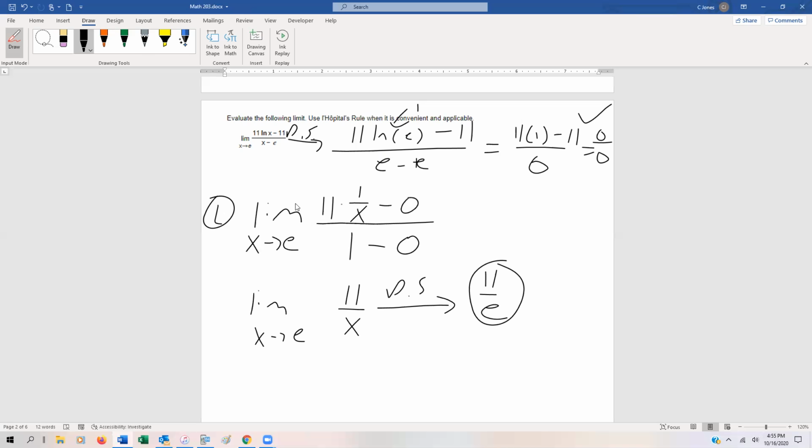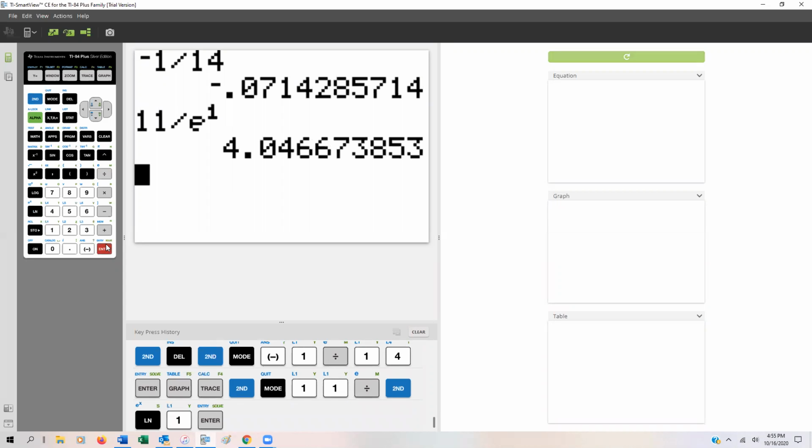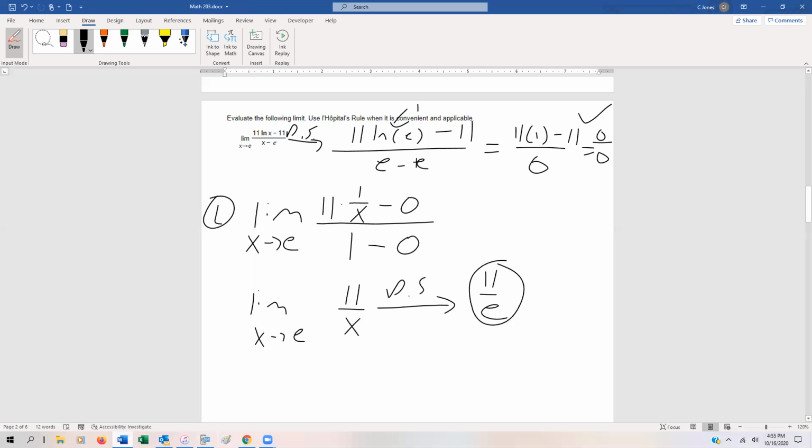Let's graph it by using a calculator, and then let's see if we get 11 over e. And by the way, 11 over e, just to verify that, 11 divided by e to the first power is 4.0467. So let's just go ahead and approximate that. All right, so let's hold on to that answer as the approximation.